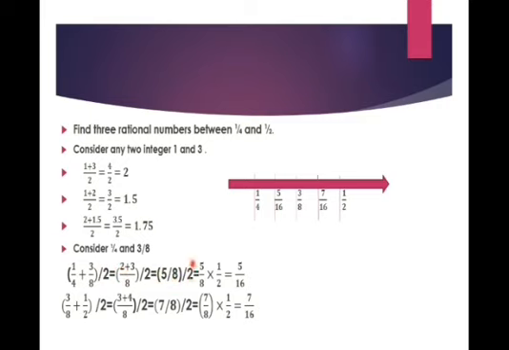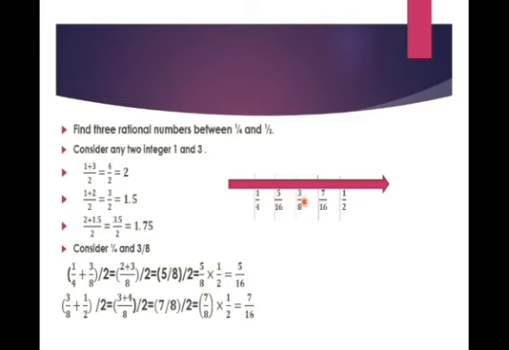It is not possible to divide by 2 directly, so we multiply with the multiplicative reciprocal. The multiplicative reciprocal of 2 is 1 by 2. 5 into 1 is 5, 8 into 2 is 16. We get 5 by 16 as the middle of 1 by 4 and 3 by 8.